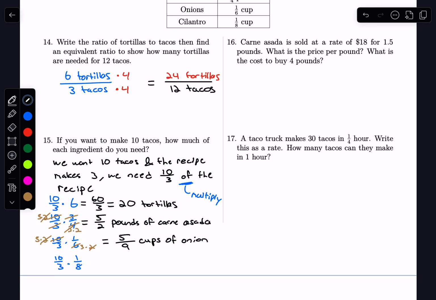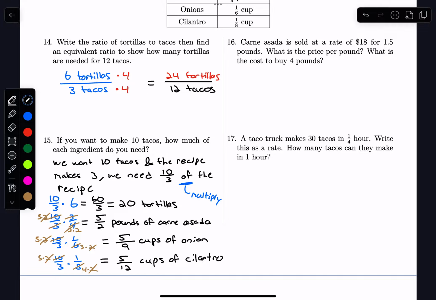And the last one down there at the bottom, 10 over 3 times 1/8 for the cilantro. Notice again that 10 is 5 times 2, and 8 is 4 times 2. If we cancel out one of these 2's, we end up on top with 5 times 1, and on bottom with 3 times 4, which is 12. So we need 5/12 cups of cilantro.